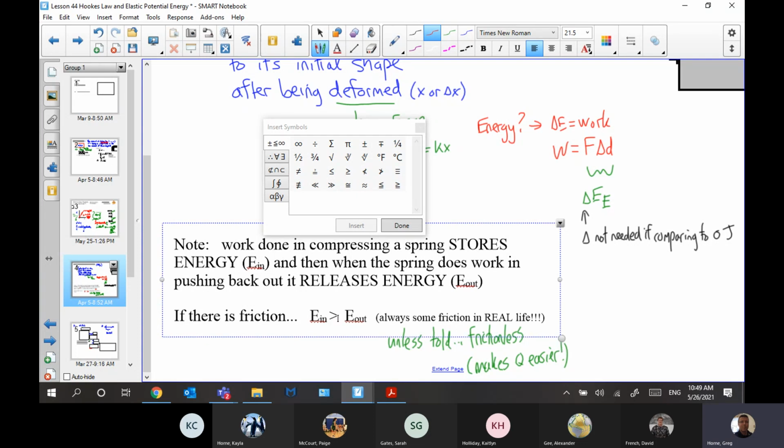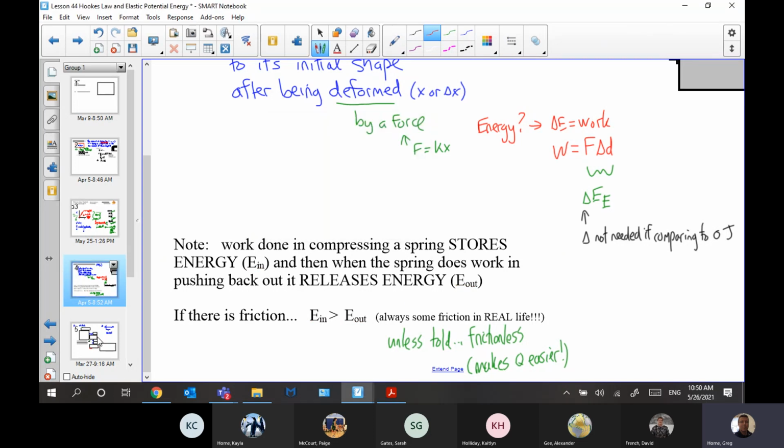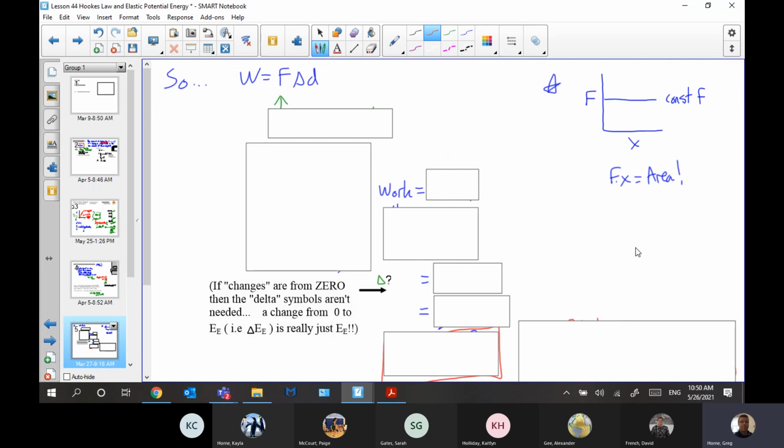So the energy you put in would be greater than the energy you get out if there was friction in the system, is what I was going for there, but I had the inequality the wrong way. So similar analysis, where we're talking about work done, force times displacement, area under a force displacement graph. If we had a constant force, then we'd have the area underneath it.